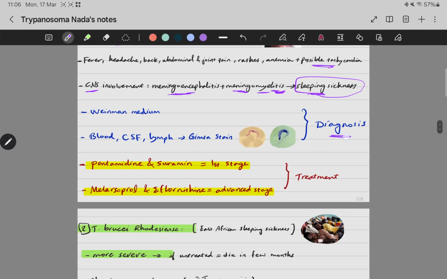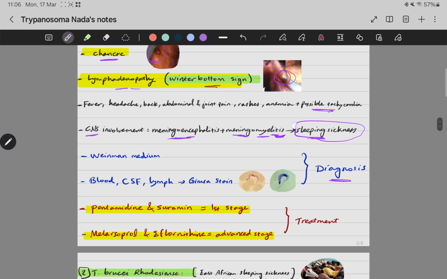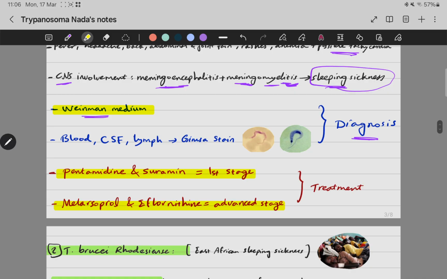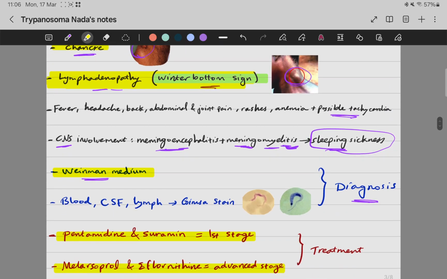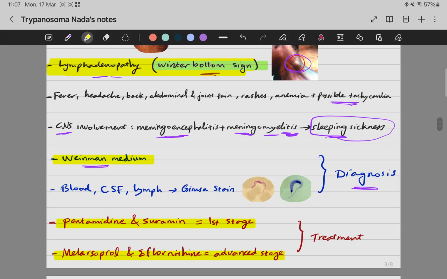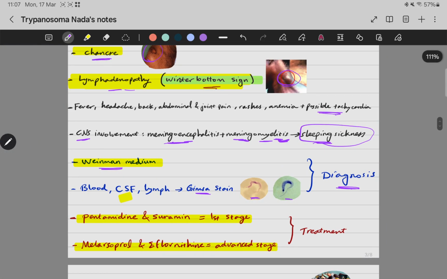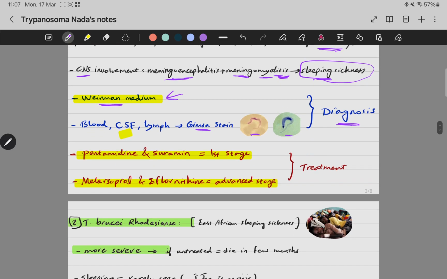Okay, so diagnostic methods for Trypanosoma brucei gambiense are easy. We have a culture medium called Weinmann medium, and it's important to know the names of the medium. So Weinmann medium is a diagnostic culture medium for Trypanosoma brucei gambiense. Also, we can take blood samples, cerebrospinal fluid samples, and lymph samples, and stain them all with Giemsa stain, and we can see the parasite under the microscope, like we can see here. So diagnostic methods: Weinmann medium, important to know the name, and blood, cerebrospinal fluid and lymph are all stained with Giemsa stain, and we can see them under the microscope.